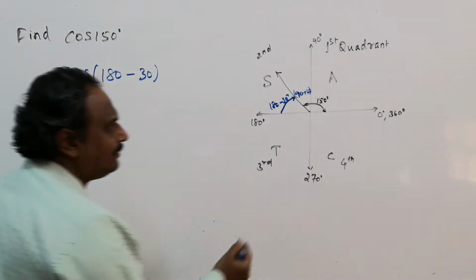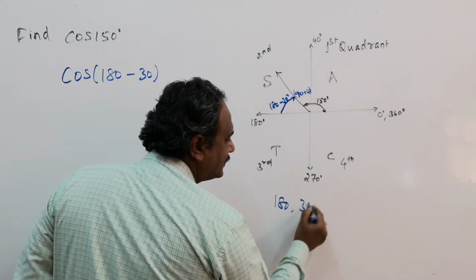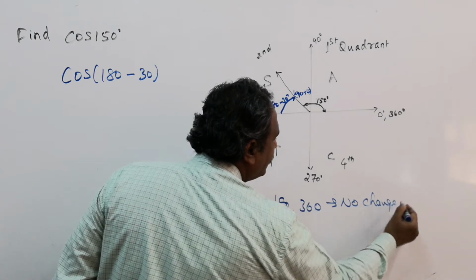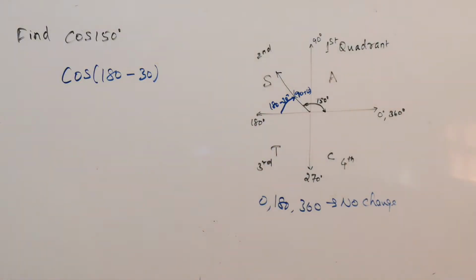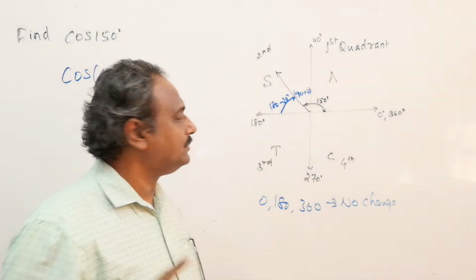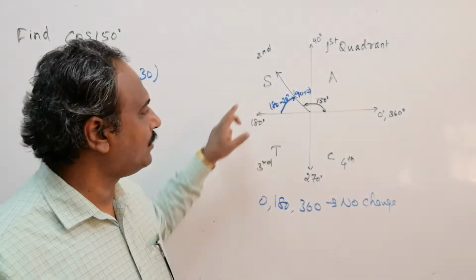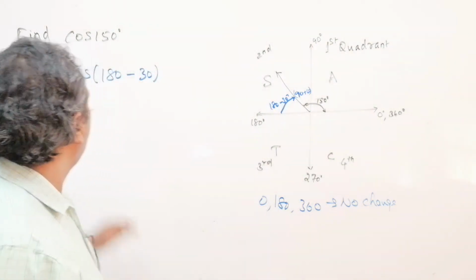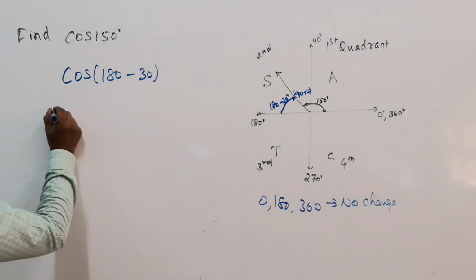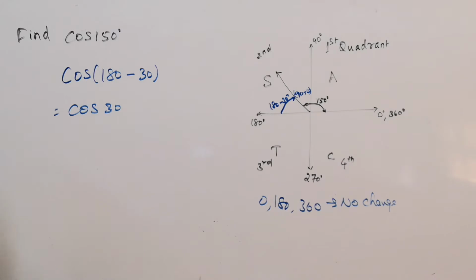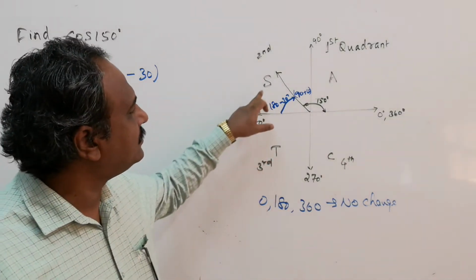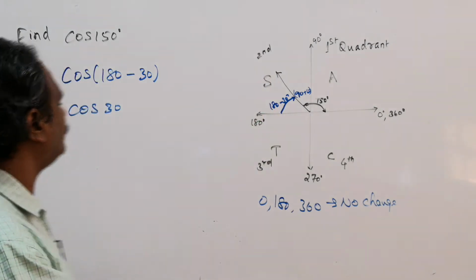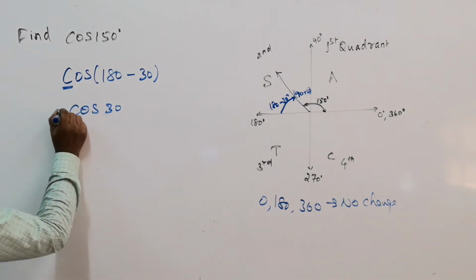We said when we are having 180, 360, 0, there is no change in the trigonometrical value. Only the sign will change, based on whether this is the first quadrant, second quadrant or third quadrant. So cos of 180 minus 30 is nothing but cos 30, this will not change. But I am going to check where cos 150 is: it is in the second quadrant. In the second quadrant, only sine is positive. That means the cos value is negative.